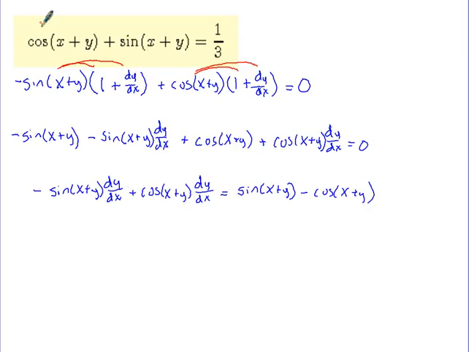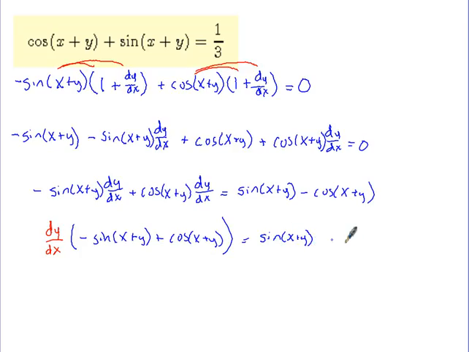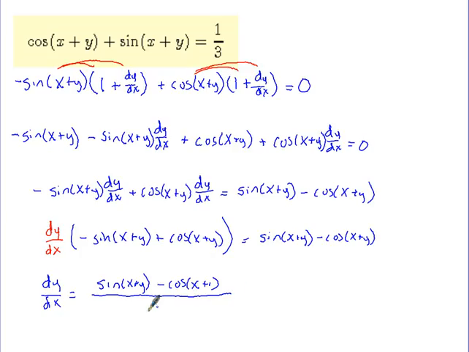I have two dy/dx's. I only want one, so what can I do? I can factor it out. So I have dy/dx. What am I left with? Negative sine of (x plus y) plus cosine of (x plus y) equals sine of (x plus y) minus cosine of (x plus y). It's being multiplied, so dy/dx is equal to this divided by this. So sine of (x plus y) minus cosine of (x plus y) divided by negative sine of (x plus y) plus cosine of (x plus y).